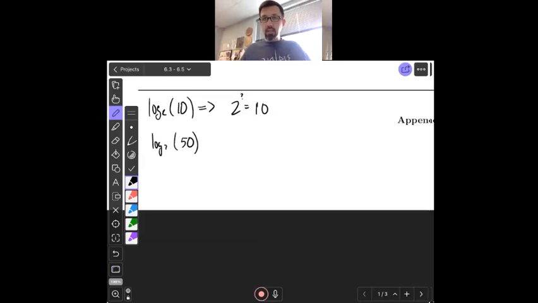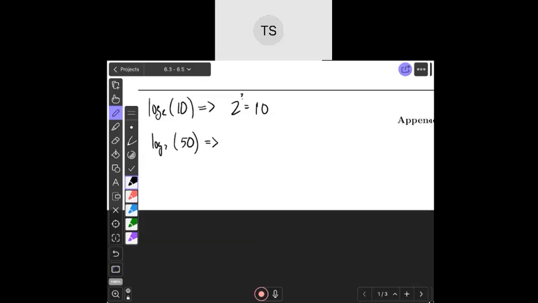Let's see, Tiger, what about log base 7 of 50? What's that mean, Tiger? Seven to the power of what equals 50? 7 to the power of what equals 50. Right on. Thank you, sir.